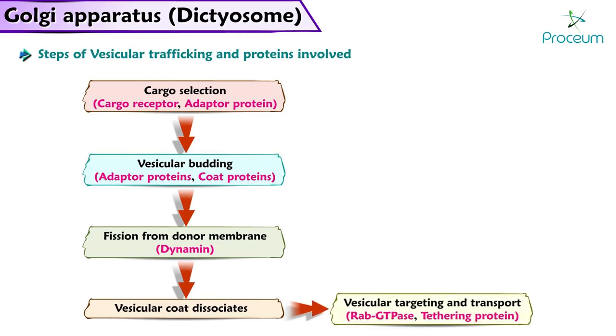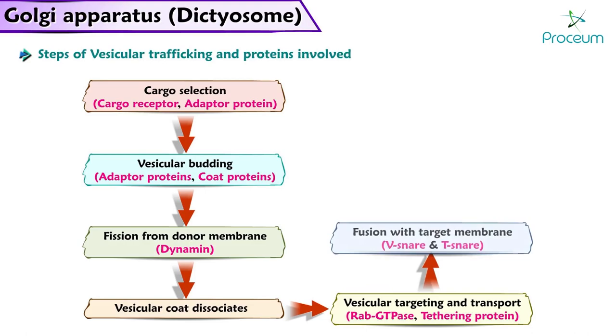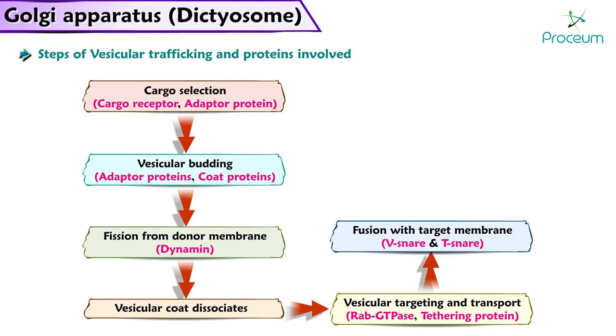And after that, vesicular targeting and transport occurs. This involves RAB-GTPase and a tethering protein. The final step is the fusion with the target membrane, which involves both V-SNARE and T-SNARE.